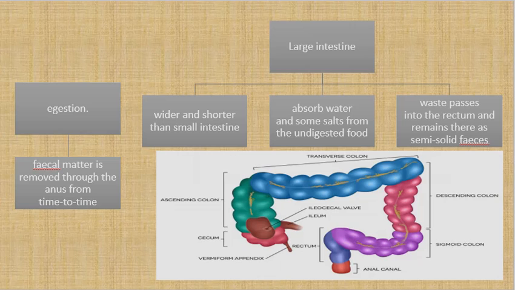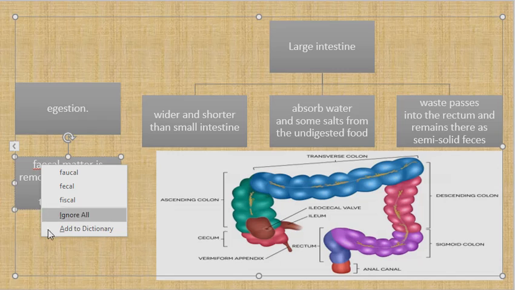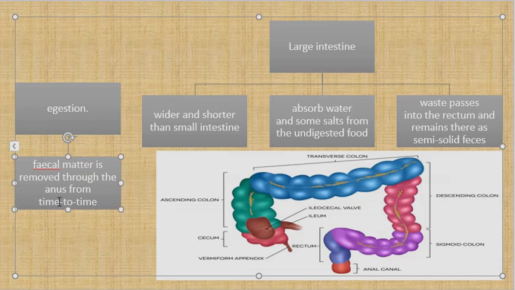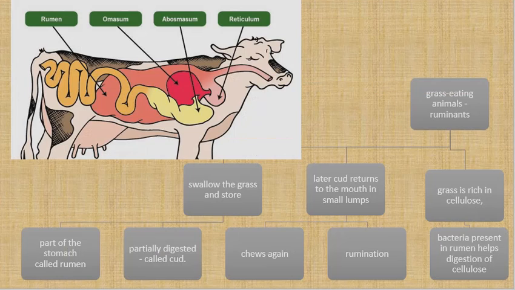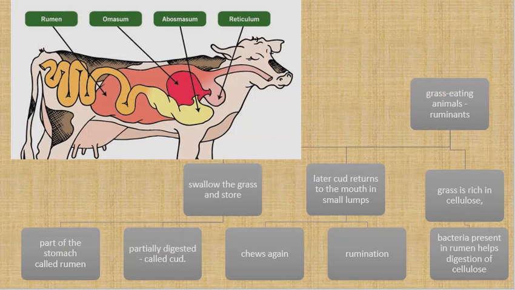Okay, this is how digestion happens in the large and small intestine. The fecal matter is removed through the anus from time to time. That is why we say we should regularly pass motion at least once in a day, so that unnecessary waste and unwanted food do not remain in our body. Now, is it the same for plants and animals and all other living things? No.